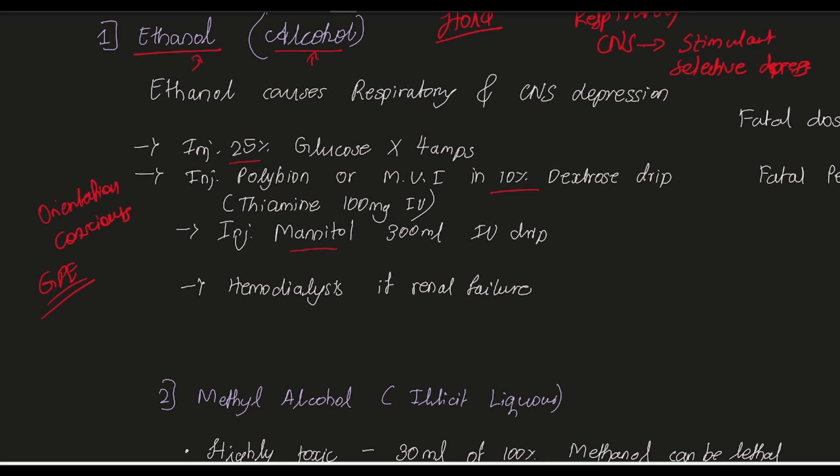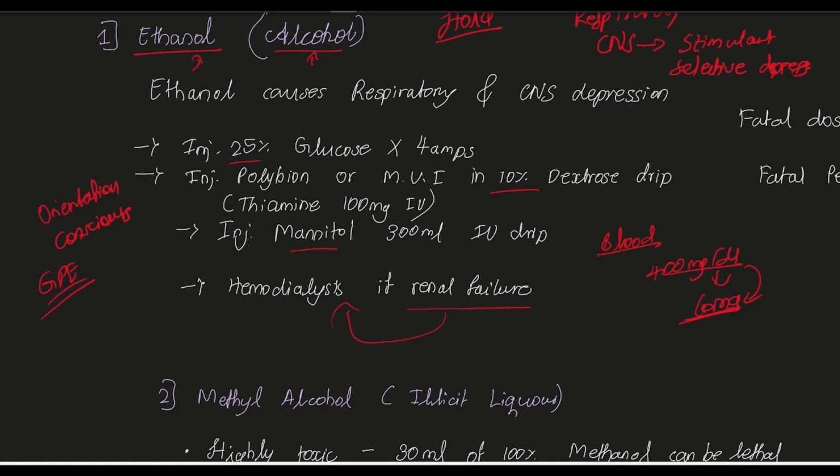After that you should go for blood alcohol concentration if you want. When it goes around 400 mg per dl, the concentration becomes so high that the patient might end up in coma, and you should check renal function tests to decide whether to go for hemodialysis or not.